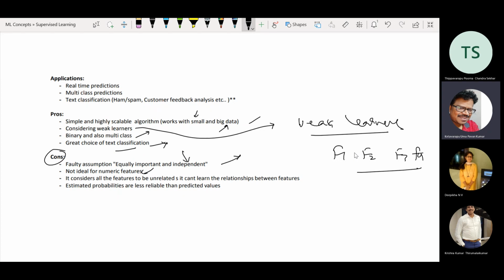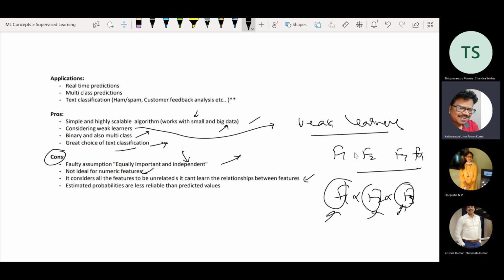It considers all the features to be unrelated. It cannot learn the relationship between the features because it is not trying to establish any relationship between them. Rather, it studies the individual features. It is not trying to establish any understanding of the relationship between the features. Sometimes it may become a barrier.